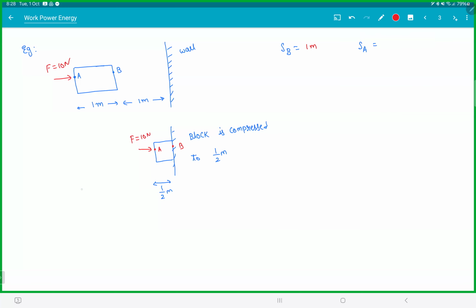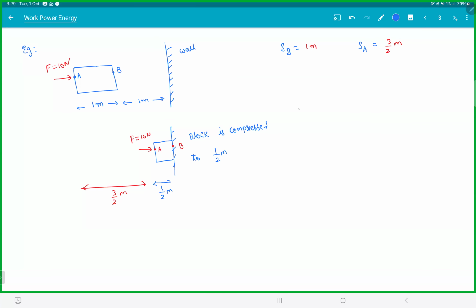Look at this. If this is half a meter, then this is 3 by 2 meters. Right? The displacement of A is 3 by 2 meters. Now you tell me, if you say work done is force into displacement, which displacement will you take? The reason you never had a problem is because such a thing never happened. If the block gets compressed, what will you take as displacement?